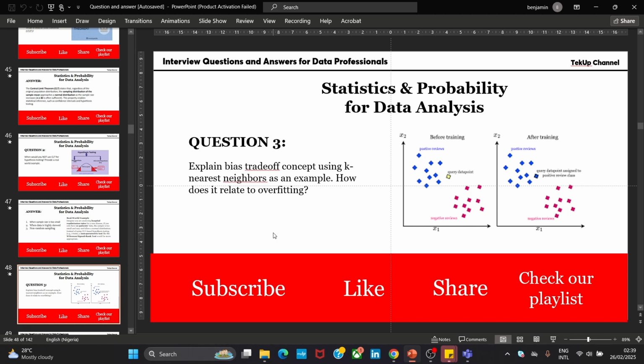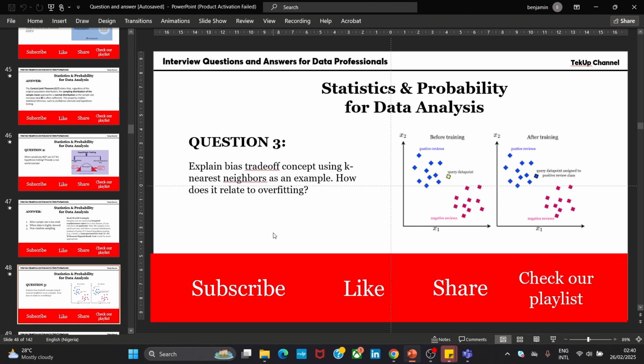And this is what we call overfitting. When a model closely fits its data, it captures noise, and when new data is introduced to the model, it will not be able to make accurate predictions, or it will not be able to generalize well. This is what we call overfitting.